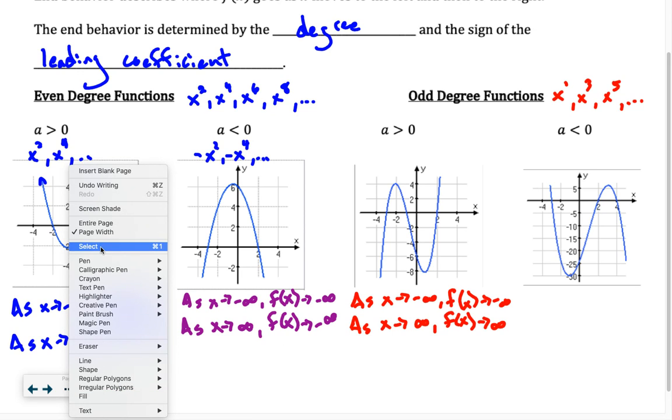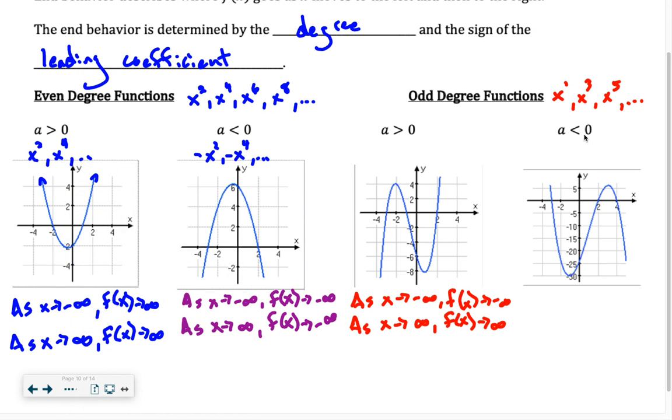And finally, if I have an odd degree and a negative leading coefficient, then as x goes to the left, or as x goes to negative infinity, my function is going up. So as x goes to negative infinity, f of x goes to positive infinity. And as x goes to positive infinity, meaning we're going to the right, the y values are going to negative infinity.